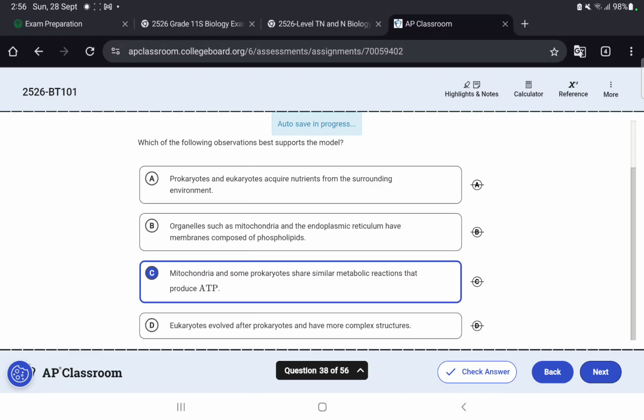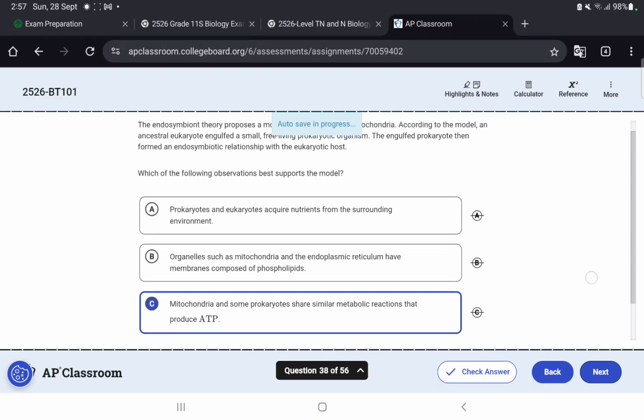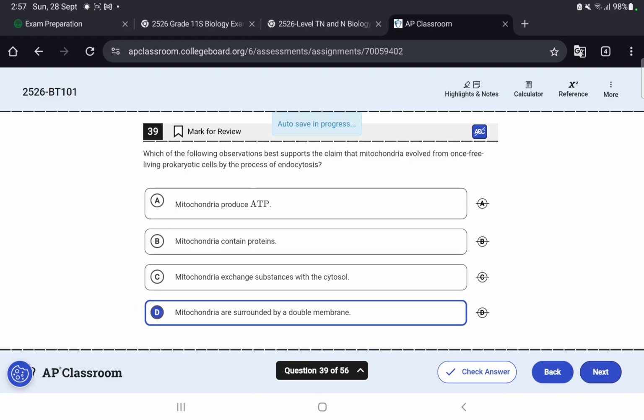So, mitochondria and some prokaryotes share similar metabolic reactions that produce ATP. So, just like in the case of chloroplasts, if the mitochondria and the prokaryotes have similar metabolic reactions, that means that the prokaryotes and the eukaryotes have the same ancestors, like it came from the same source. So the mitochondria came from the same source, which was a prokaryote. Okay? And that's it. So next.